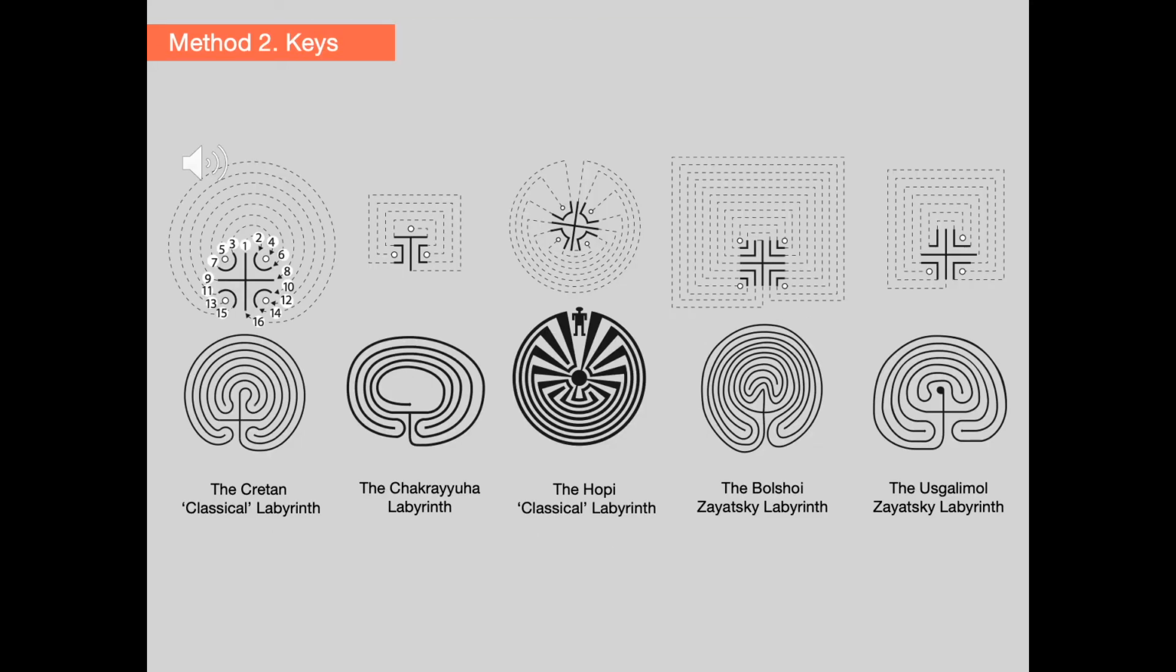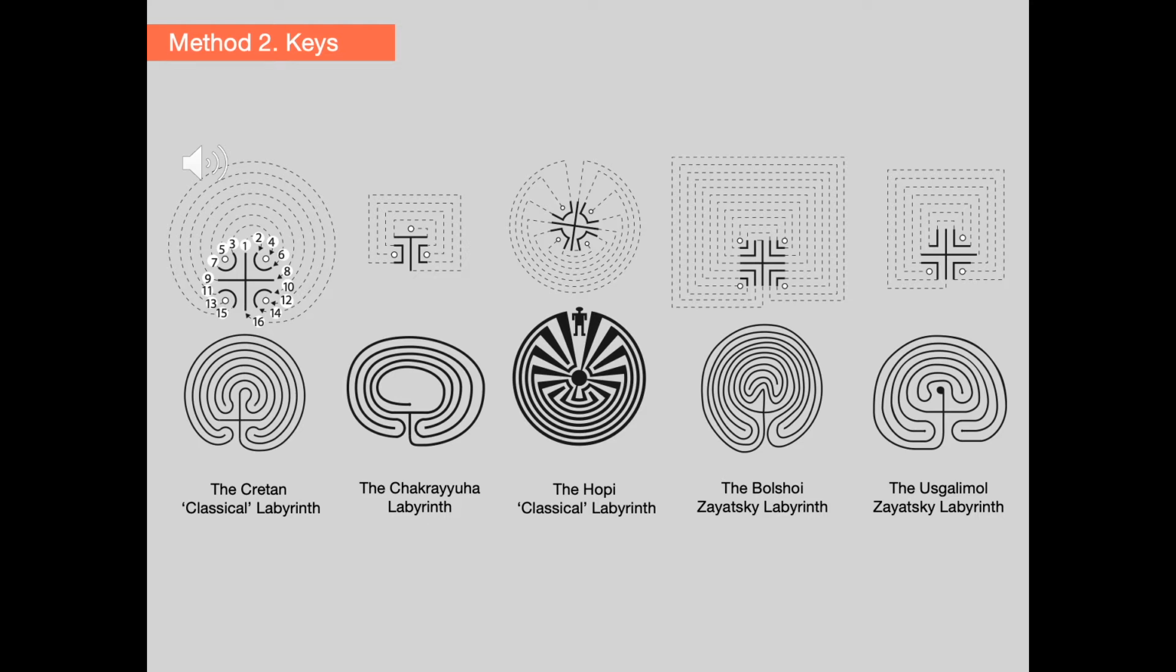The second method, known as the key method, is fairly well known, where path turns and directions are controlled by an arrangement of lines and dots. Many ancient labyrinths can be generated by sequentially connecting endpoints of lines with dots.